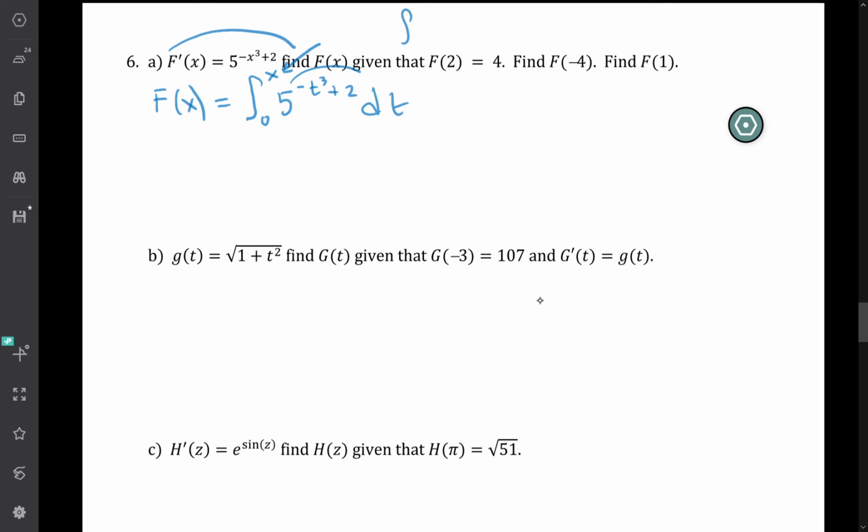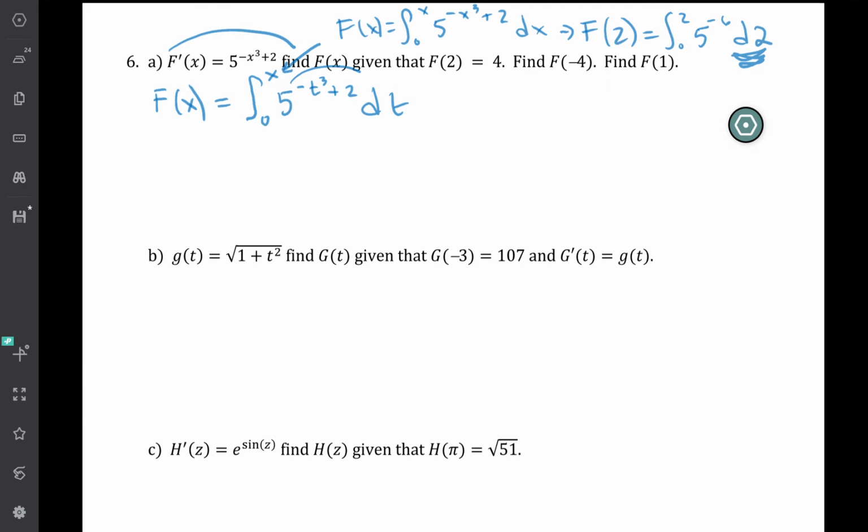If we set it up like this, 0 to x, 5 to the negative x cubed plus 2 dx. So this is a side note, this is bad. And then we wanted to find f of 2. We'd get the integral from 0 to 2 of 5 to the negative 8 plus 2, 5 to the negative 6 d2. And here is a really good sign that something is not going right. How can the width of our rectangles be an infinitely small change in 2? That doesn't really work for me. So just make sure you do have two separate variables or it's not going to make any sense.